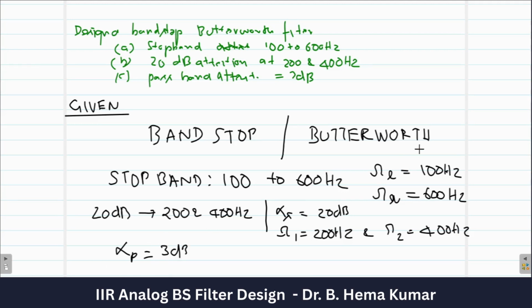So these are the information you have. Omega L is 100 Hz, omega U is 600 Hz, omega 1 is 200 Hz, omega 2 is 400 Hz, alpha P is 3 decibels. We have to design a band stop Butterworth filter. These details are given in the question. Now, based on the given details, I'm just constructing a small diagram just for understanding, or we can even do it without the diagram.